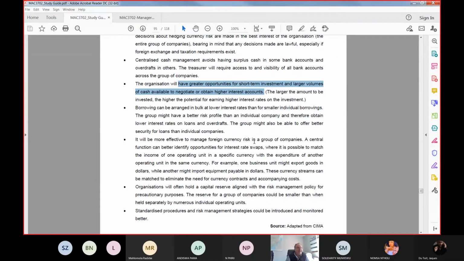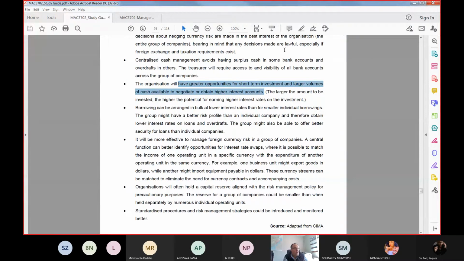When you have a centralized entity, it's much better to manage, due to the fact that all the money is sitting in the one, and you can move money from one to another depending on how the interest rate is functioning, as long as, and that is always important, as in point number 1, those decisions are lawful, because we can quickly do transfer pricing and transfer funds, which is illegal in certain countries, i.e. South Africa. It will be more managed foreign currency.